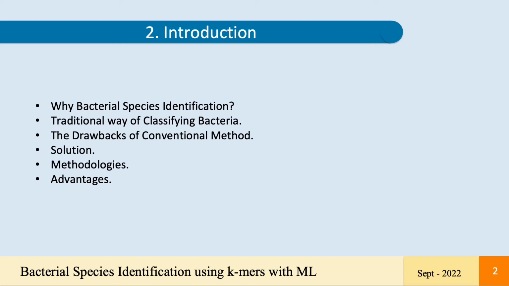Solution to the traditional method. Instead of identifying bacteria based on their physical characteristics, they must be identified by using the genomic sequence. So the chance of wrong bacterial identification is very low, irrespective of the physical structure of the bacteria. Methodology: by using machine learning algorithms, especially classification algorithms, the bacterial species can be identified quickly with higher accuracy. Advantages: fast identification, higher accuracy, and cheaper compared to the old way of bacterial identification.